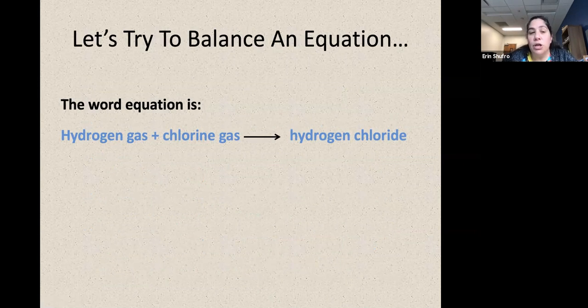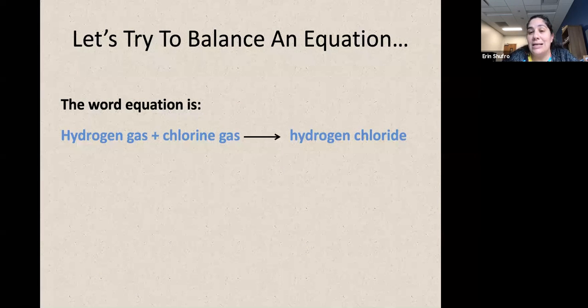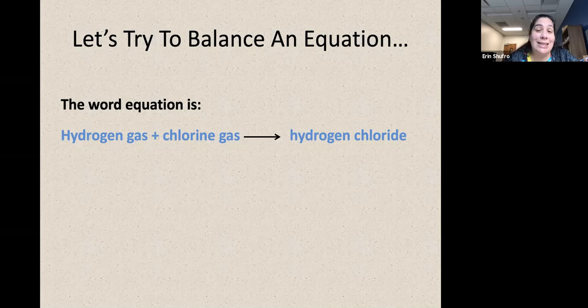The word equation says that hydrogen gas plus chlorine gas gives you the molecule hydrogen chloride. So the first thing we need to be able to do is to take the name of something and identify the formula. I'm sure you've never heard me say before that that's an important topic, so I'm just going to say it now. Knowing how to get the formula from the name of a compound is really important, particularly in this chapter.